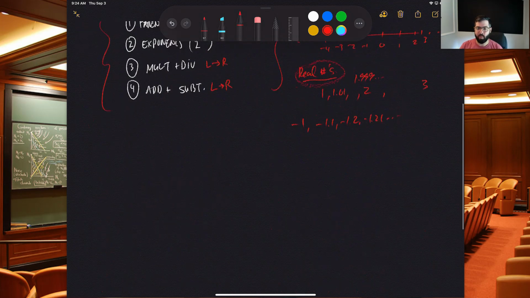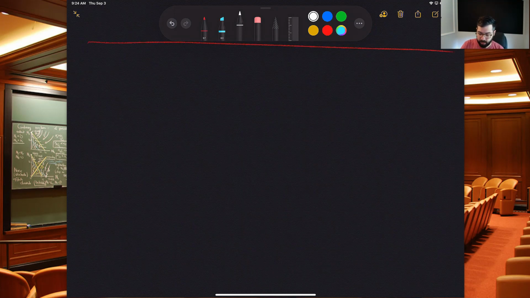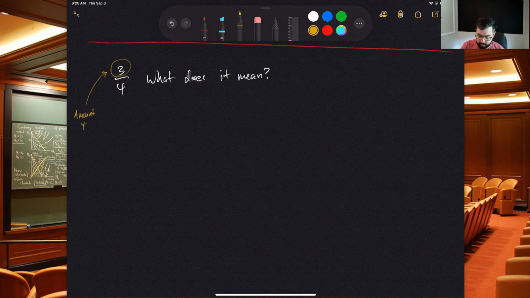What does it mean, 3 over 4, quickly? And again, some of this might be review. Just take it at the speed that it is for you. So what does it mean to be 3 over 4? Well, I like to think of it like this. The top number tells you the amount that you have, and this bottom number, we call it the type.